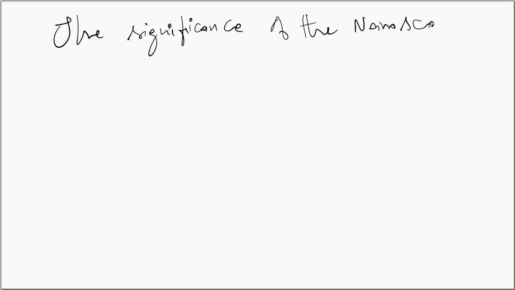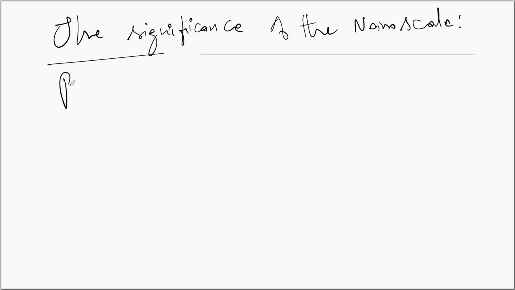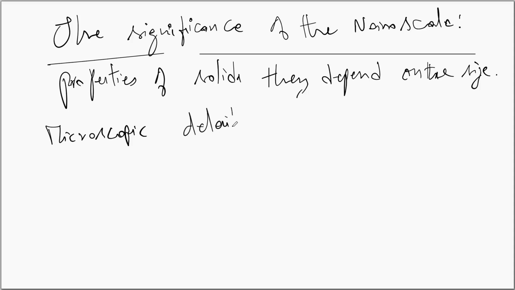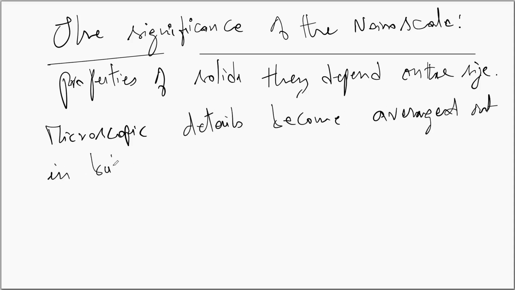We shall now see the significance of the nanoscale. When we take a material in its nano form, then we observe a large deviation of the physical properties of the material when the material is taken in its bulk form or the macroscopic form. Many of the properties of solids depend on the size of the solid. Microscopic details become averaged out in bulk materials.